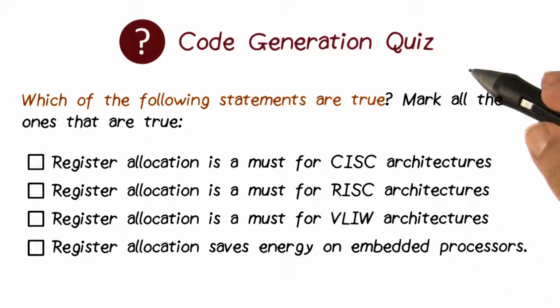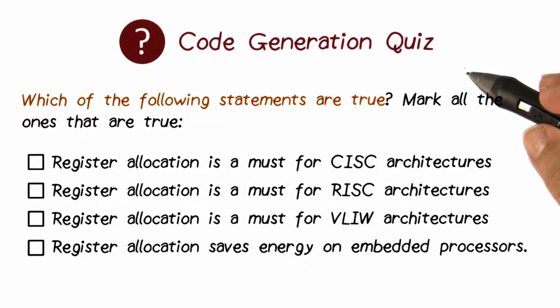So students, having studied different types of processors, CISC, RISC, VLIW, and other embedded processors, let us see if we understand the role of register allocation with regard to each one of them. So here is a question for you. Which of the following statements are true? Mark all the ones that are true.